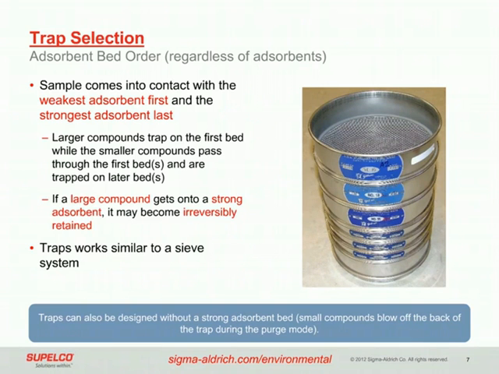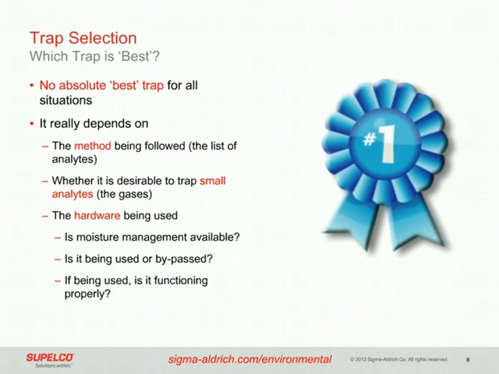And we get asked quite often which trap is best. And that's kind of a difficult question to answer because there is no absolute best trap for all situations. They're really application specific. It really depends on what method is being followed, in particular the list of analytes that need to be detected. Also, whether it is desirable to trap the small analytes, the gases, and that kind of goes to the first point. What is the list of analytes that you need?